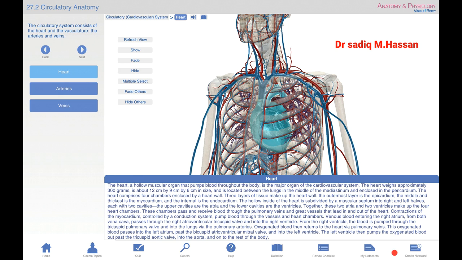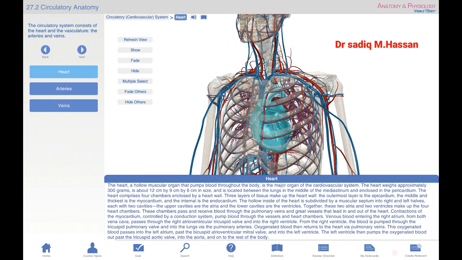These chambers receive and pass blood through the pulmonary veins and great vessels that lead in and out of the heart. Contraction of the myocardium, controlled by the conduction system of the heart, pumps blood through the vessels and heart chambers. Venous blood enters the right atrium from both the inferior and superior vena cava, and passes through the right atrioventricular tricuspid valve into the right ventricle. From the right ventricle, the blood is pumped through the pulmonary valve into the lungs via the pulmonary arteries. What about oxygenated blood?